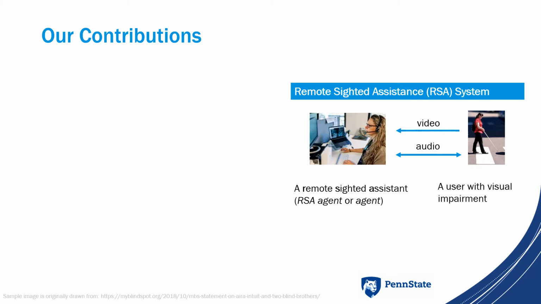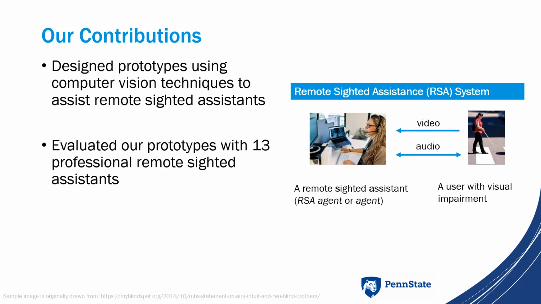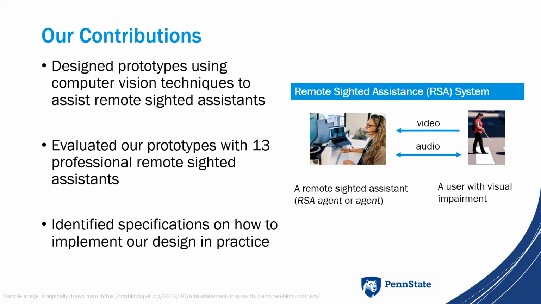We made 3 contributions in this study. First, we designed different prototypes on how to use computer vision techniques to assist remote-sighted agents so that they can assist users with visual impairments better. This is important because providing RSA service is mentally demanding and stressful for the agents, and their task has grown broader and more complex. Second, we find the desirability and feasibility of our design by engaging domain experts and having them review our design. Third, we discover key themes and identify design specifications to implement a computer vision mediated RSA service in the future.